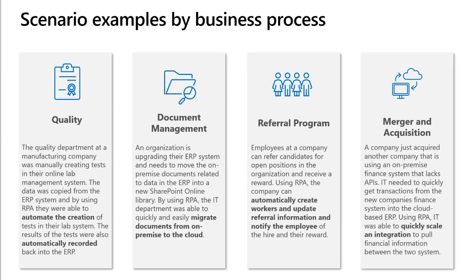The last example is for a merger or acquisition type of situation. So a company just acquired another company that is using an on-premise finance system that lacks APIs. IT needed to quickly get transactions from the new company's finance system into the cloud-based ERP. By using RPA, IT was able to quickly scale an integration to pull financial information between the two systems.